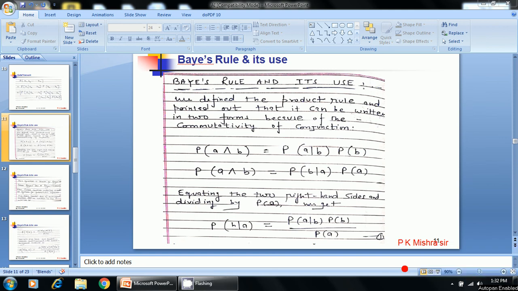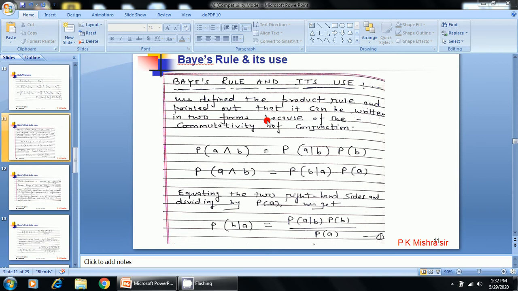Now see what is a Bayes rule and its use. As we know, a Bayesian network is a probabilistic graphical model which represents a set of variables and their conditional dependencies using a directed acyclic graph. Okay, see Bayes rule and its use.